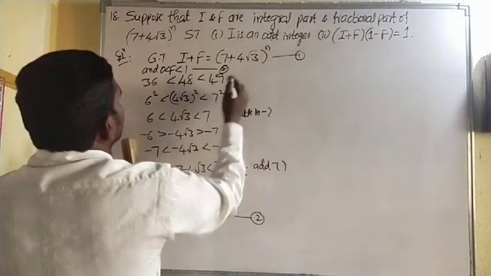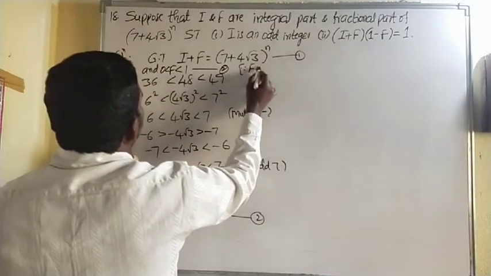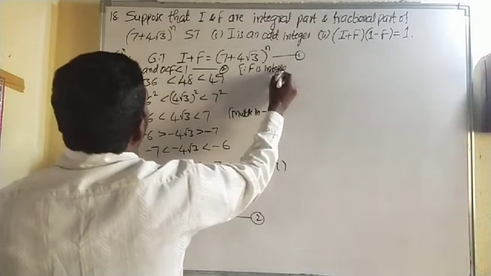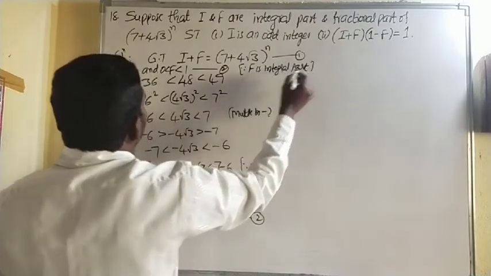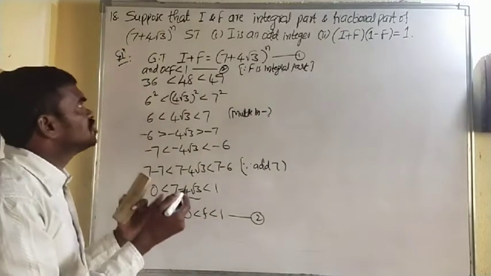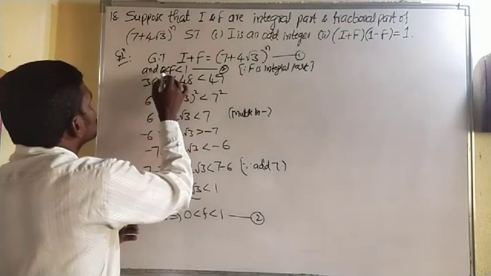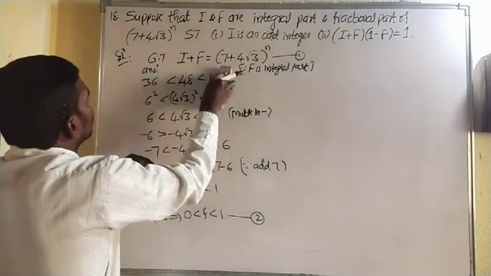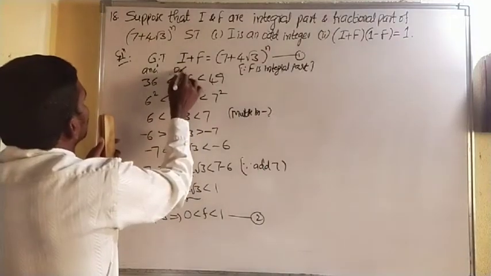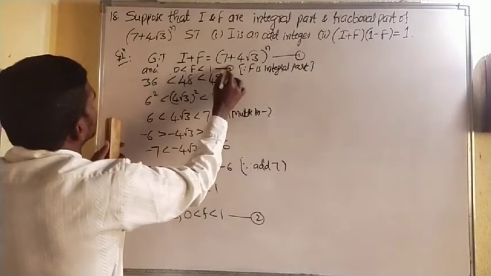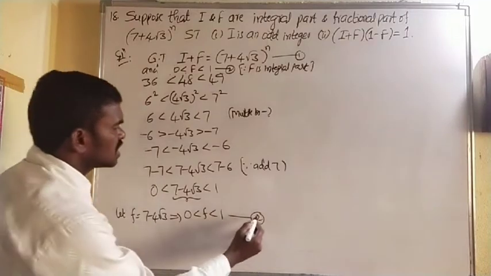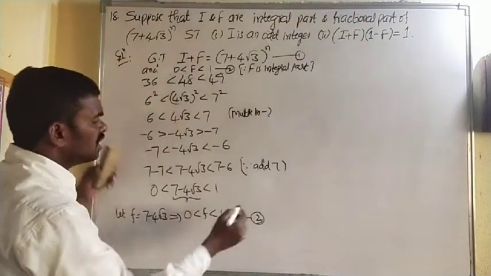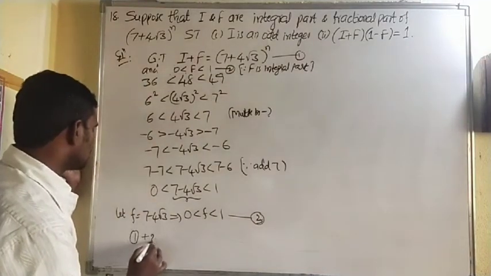Why have I written this? Since capital F is a decimal part, that means its value is 0 point something. So that's why F is also between 0 and 1, so 0 less than capital F less than 1. Equation 2. So equation 3 is this. Now adding these, equation 1 plus equation 2 I am doing.